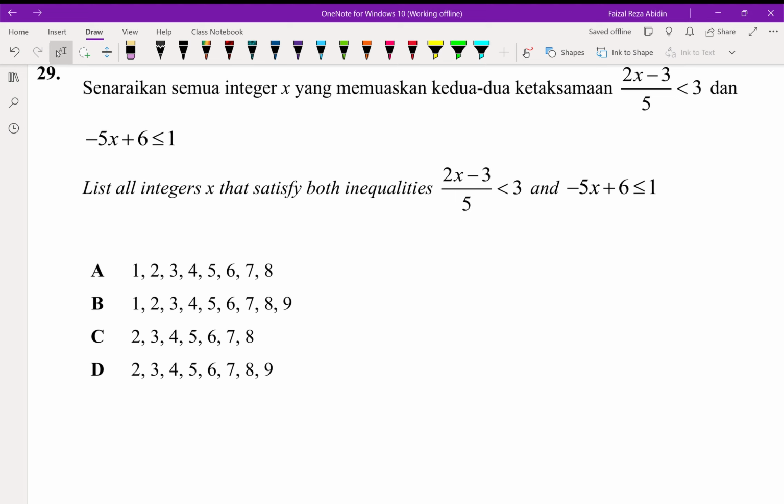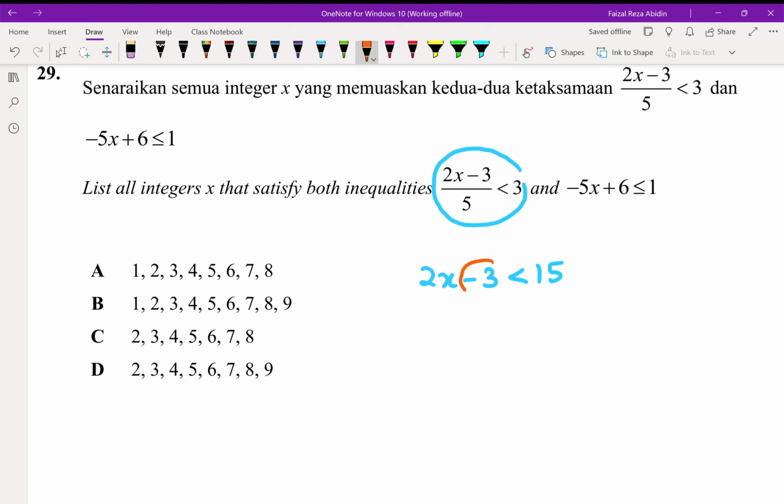Okay. First, you are going to do the first inequality. This one. First, you have to find the value. Okay, so how? Belakang. Kau kira bawa belakang. Dia apa yang nak bawa belakang? 5. Because we are going to make it as a fraction. So, you're going to get 2x minus 3 less than 15. Next. 3 tu bawa belakang jadi tambah.